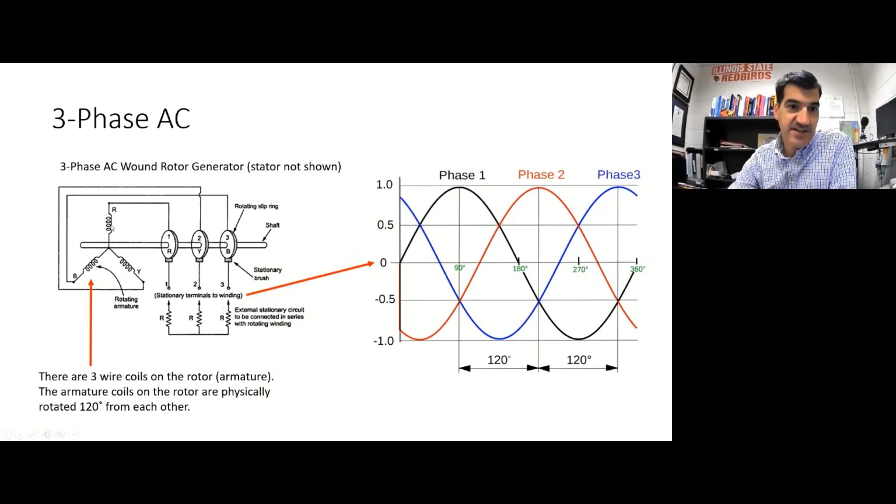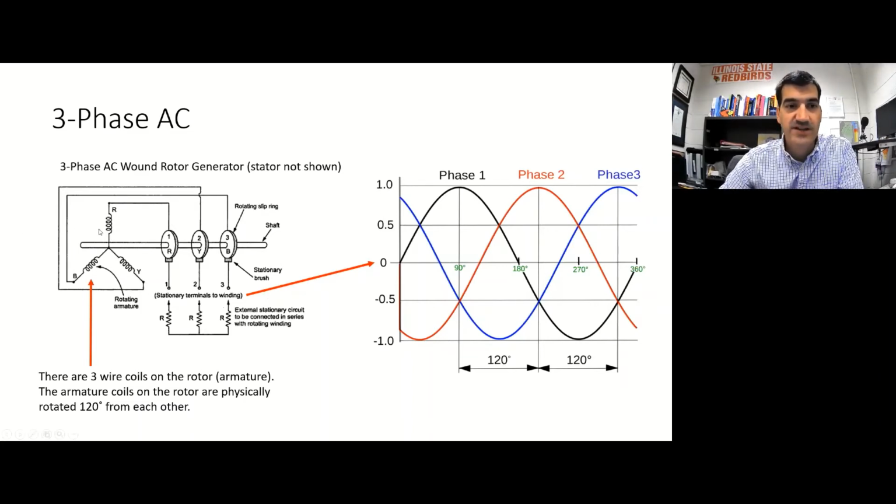Here is the armature, and this is about 120 degrees right here. It should be exactly 120 degrees, because you got 120 degrees here, 120 degrees here, and 120 degrees here, and 120 times 3 is 360 degrees.